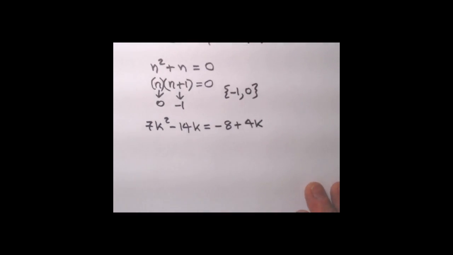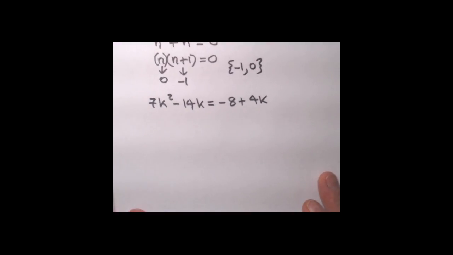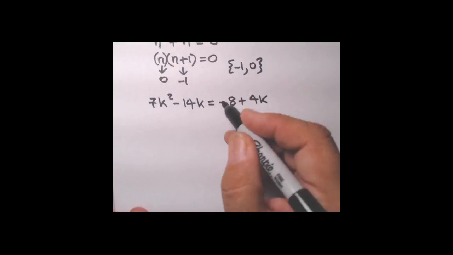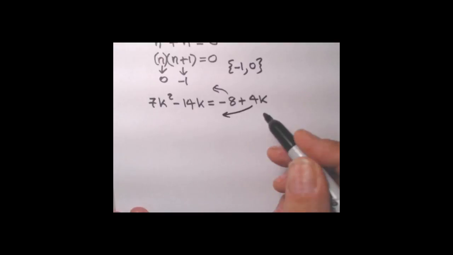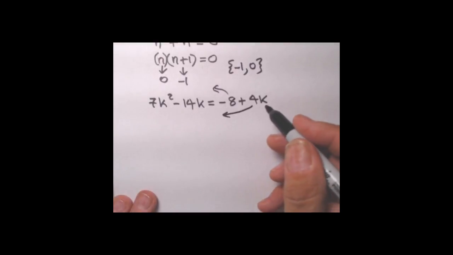Okay, let's look at something that has a little bit more to do with it. We got to do some initial cleaning up on this guy right here. Again, you see the squared term here? That means it's a quadratic. So how do you solve quadratics? You got to move everybody to the left so you get a 0 on the right. So that's the first thing we're going to do.